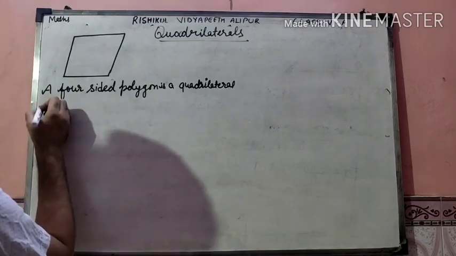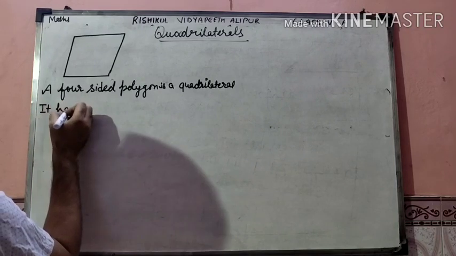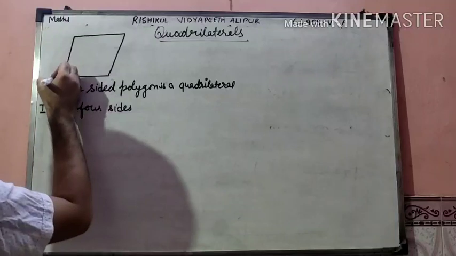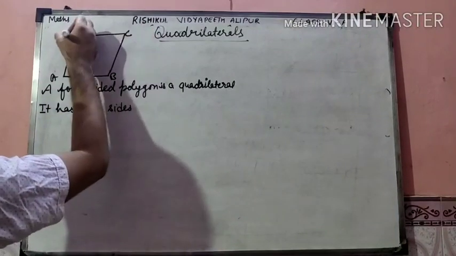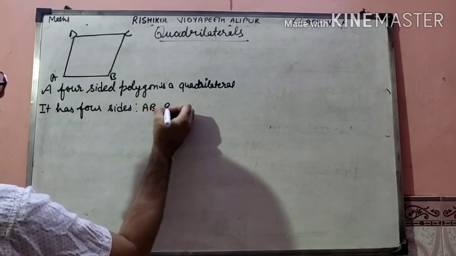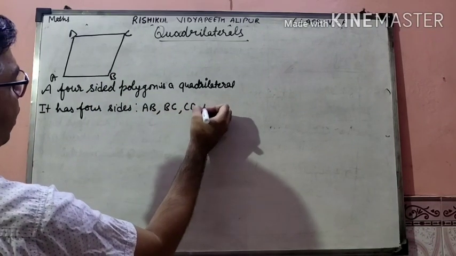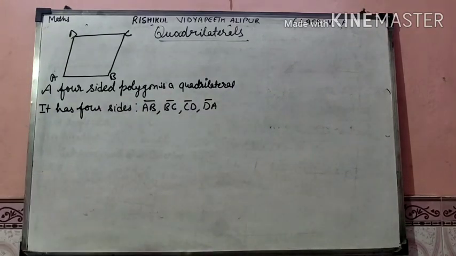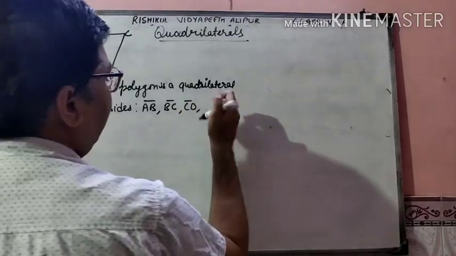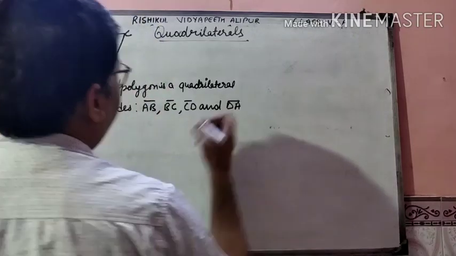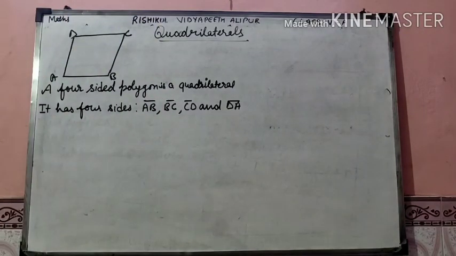Now it has how many sides? It has four sides: A, B, C, D. How can we write the four sides? AB, BC, CD and DA. These are the four sides. What is a quadrilateral? A four-sided polygon is called a quadrilateral.